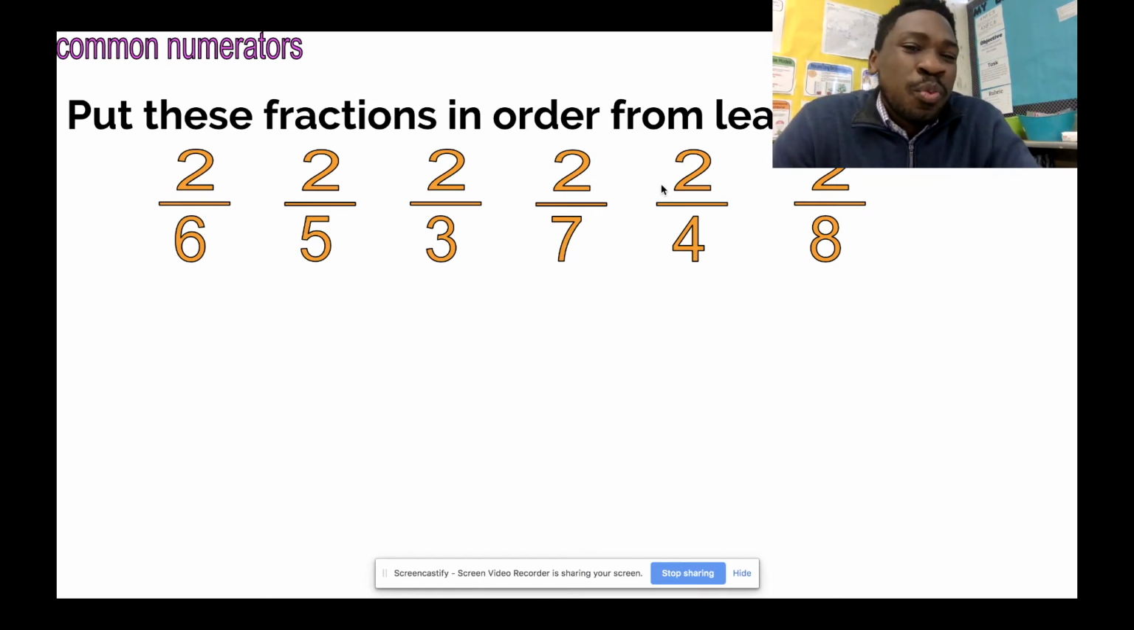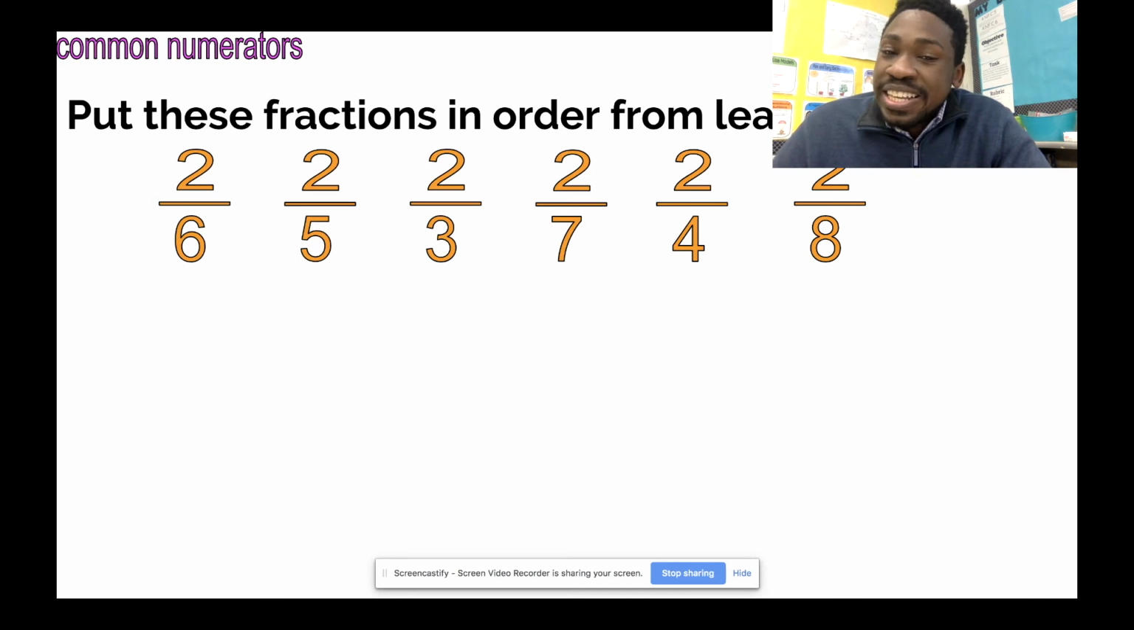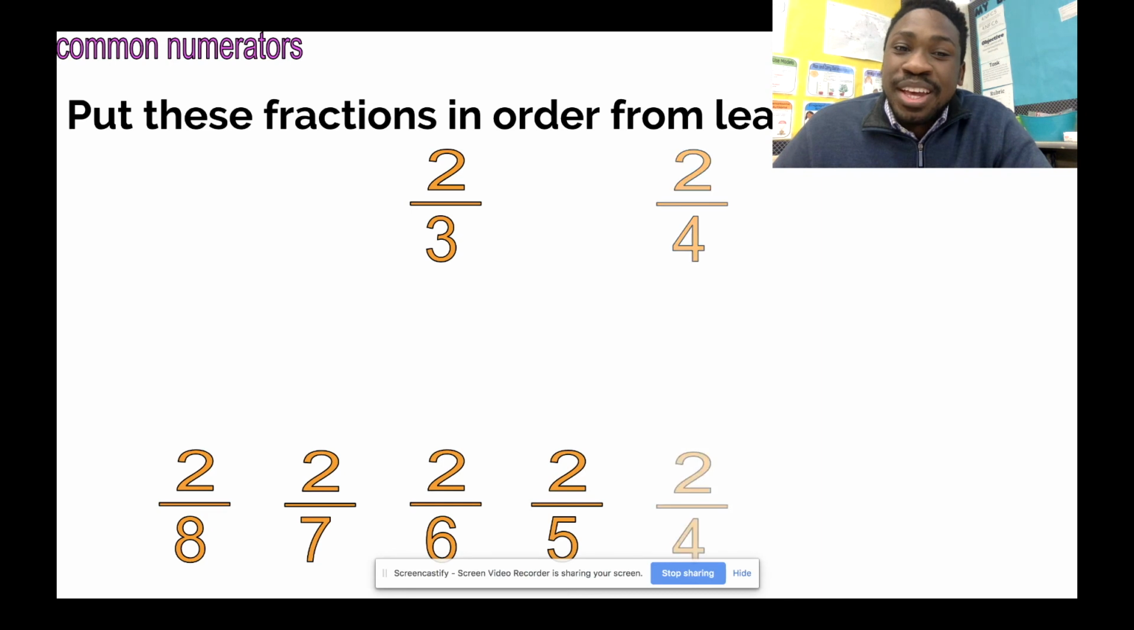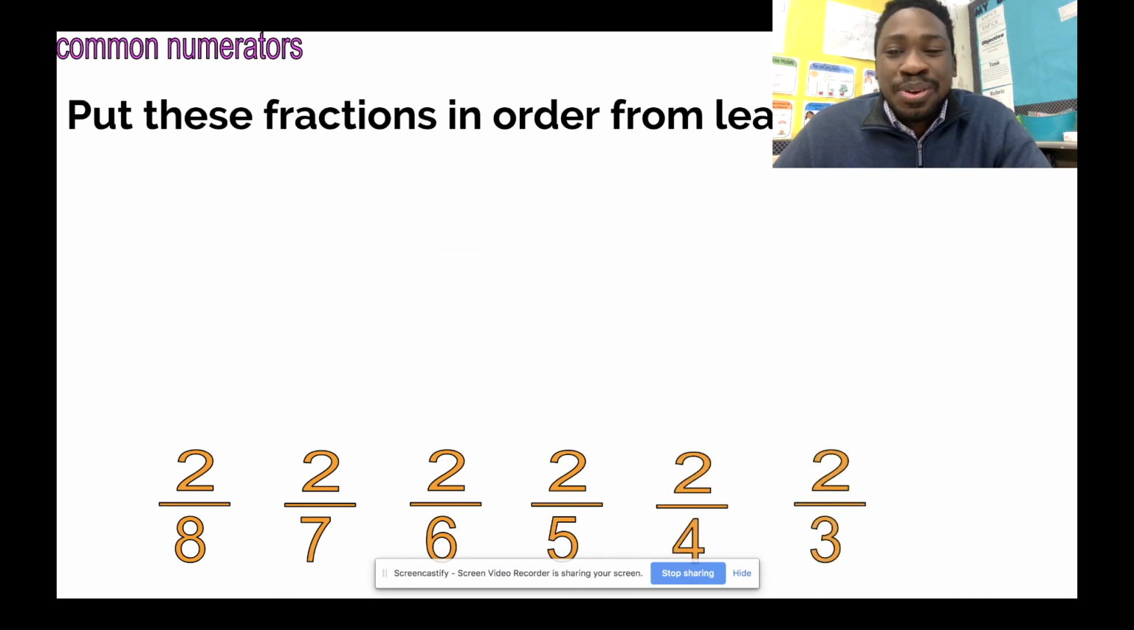First, let's start with what's the smallest. We're starting from least. What's the smallest fraction up here? What do you think? What is the smallest fraction up here? The smallest fraction is 2/8. Ooh, I hope that was what you said. The next smallest fraction would be 2/7, and then 2/6, and then 2/5, and then 2/4, and then 2/3.